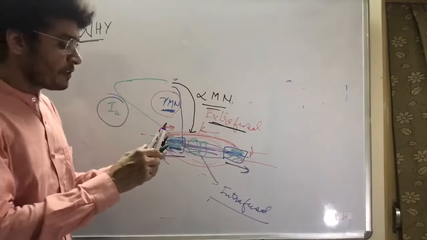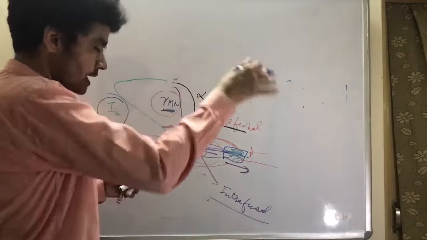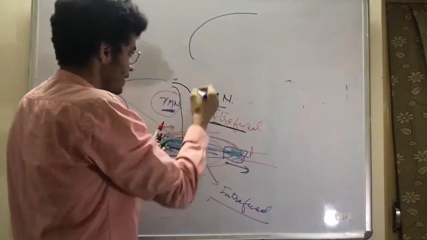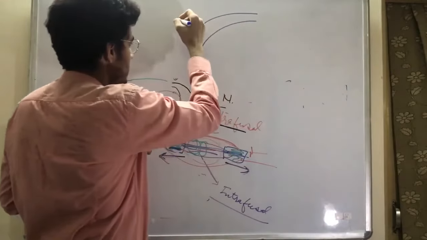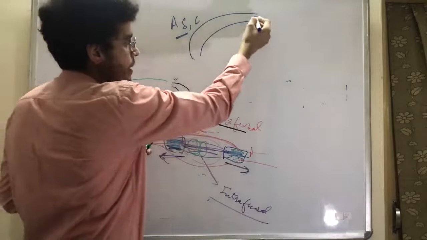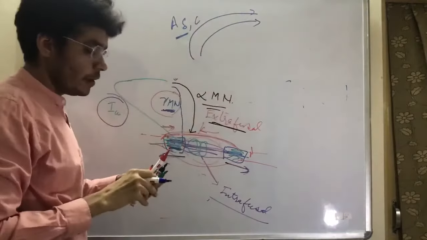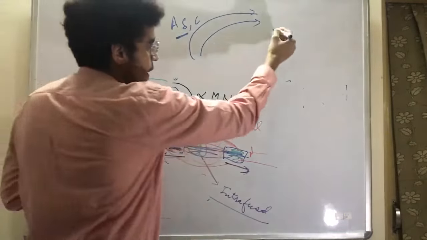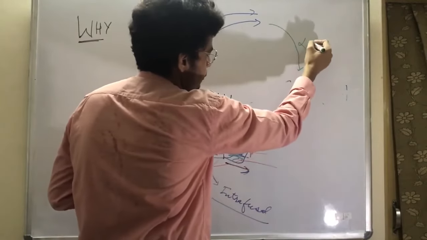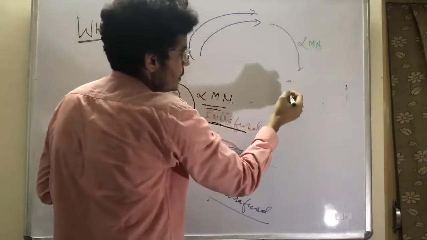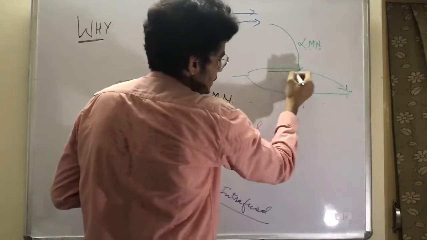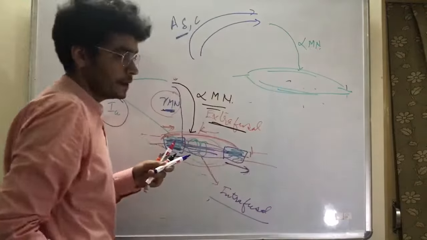Now coming to the diagram of the superficial reflex, the pain and temperature is carried via A delta and C fibers, right? A delta and C fibers carry it to the spinal cord. Within the spinal cord, they will end at the alpha motor neuron, and the alpha motor neuron will innervate this extrafusal fiber, right?